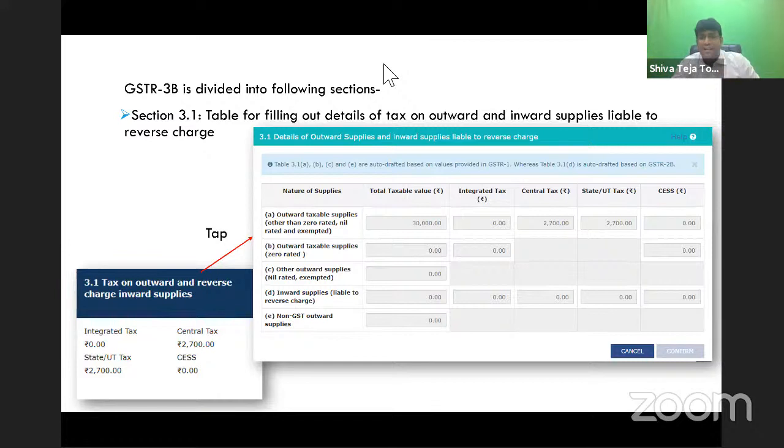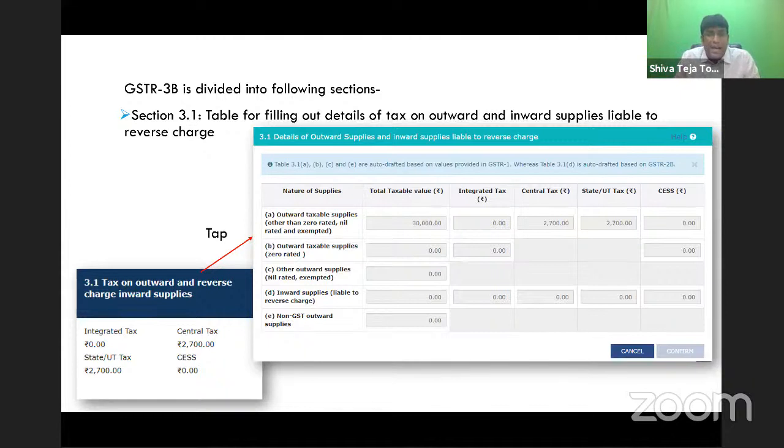But why not D? That doubt can come to you. See, 3.1D is auto-drafted based on 2B. By the way, what is 3.1D? Read that: 3.1D is inward supplies liable to reverse charge. If it is inward supplies liable to reverse charge, how will it come in our GSTR 1? It will come in some other person's GSTR 1. For some other person's GSTR 1 means, for me it is 2B. So in my 2B, I can find details of inward supplies liable to reverse charge.